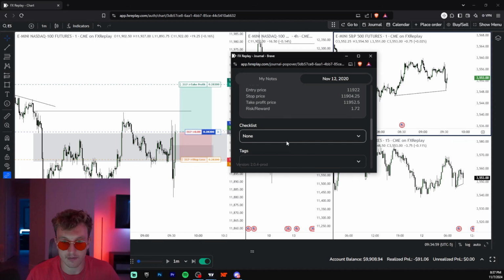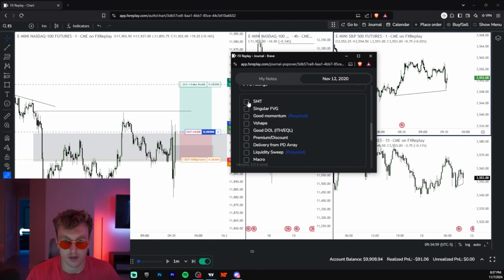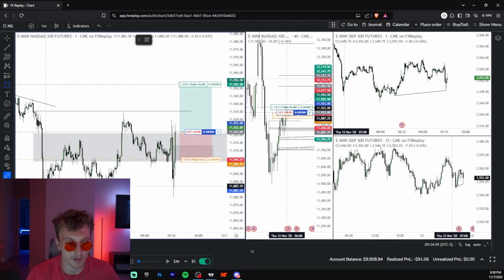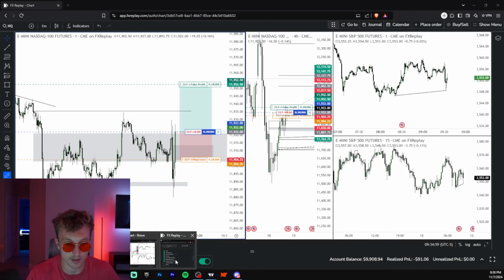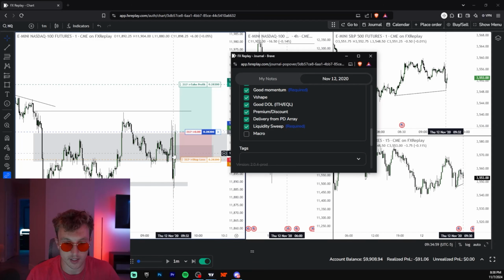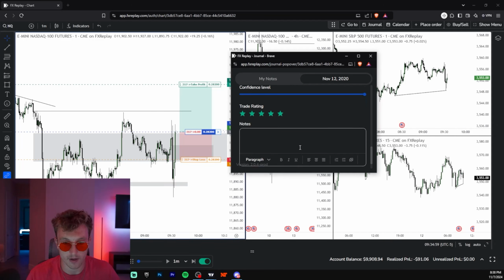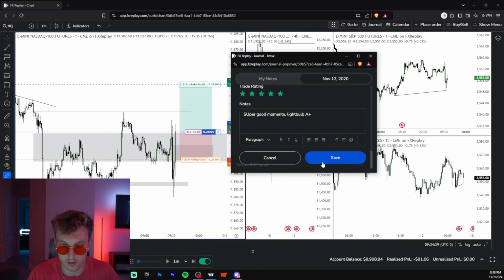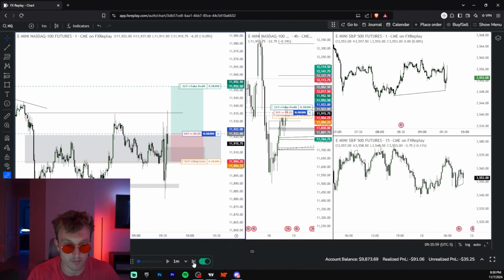Confidence level 5. Checklist. SMT, singular fair value gap, good momentum, V shape, good draw on liquidity. It was in discount. Delivery from PD array. Yes, there was this little gap here. So this to me looks really textbook. Liquidity sweep, yes. Is it the macro time? No. And then super good momentum, light bulb, A plus. So let's do save, and then let's take this setup.